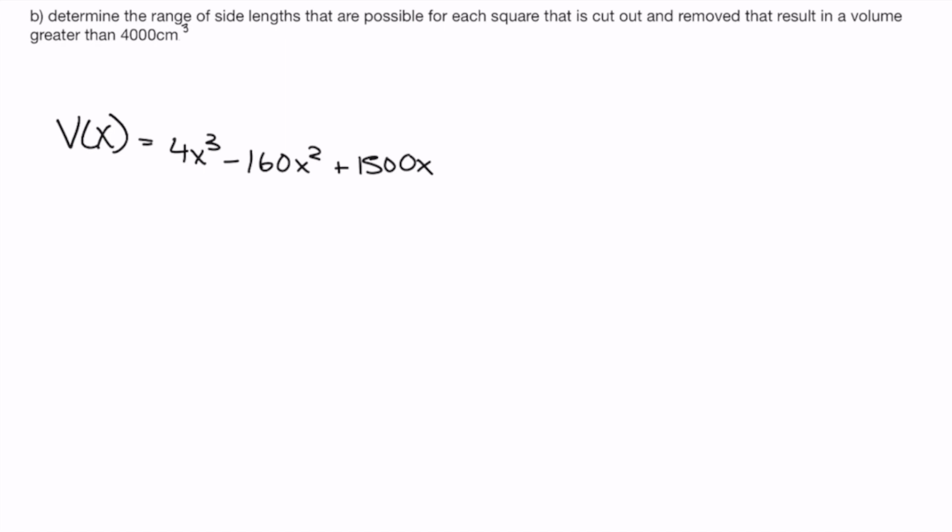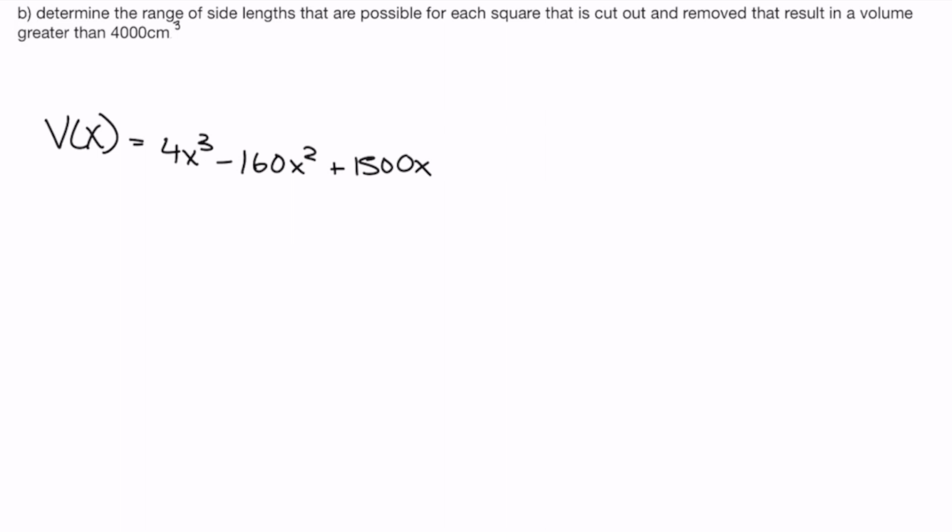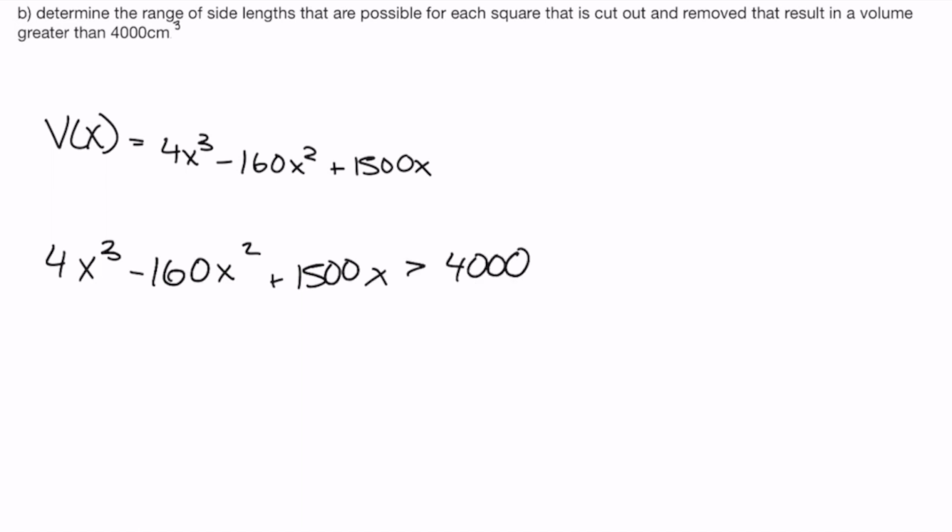So now we need to find the range of side lengths that are possible for each square that result in a volume greater than 4,000 centimeters cubed. So we can write this as an inequality. So the volume is 4x cubed minus 160x squared plus 1500x, and this needs to be greater than 4,000 centimeters cubed, because the resulting volume would be in centimeters cubed. So it needs to be greater than 4,000.